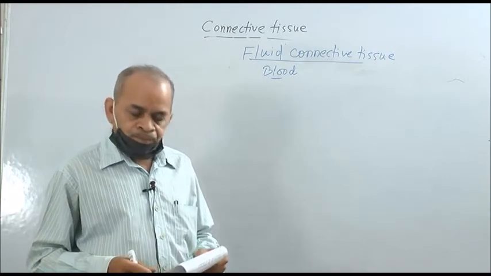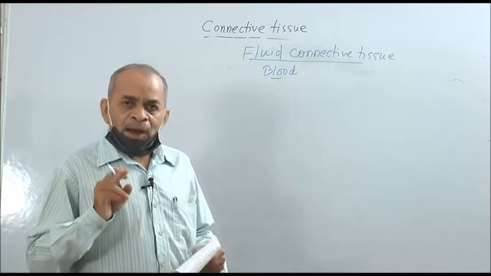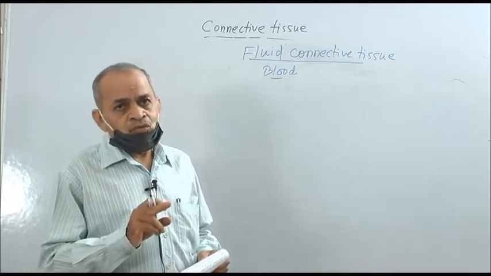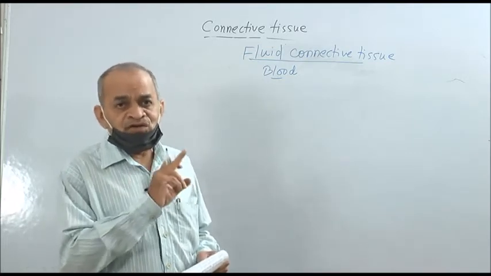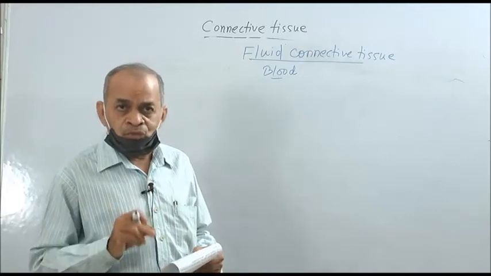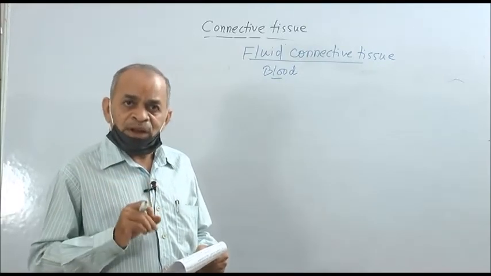Then number two, it can act as a supporting tissue, because connective tissue has a skeletal function, a supporting function, and blood also has that character.